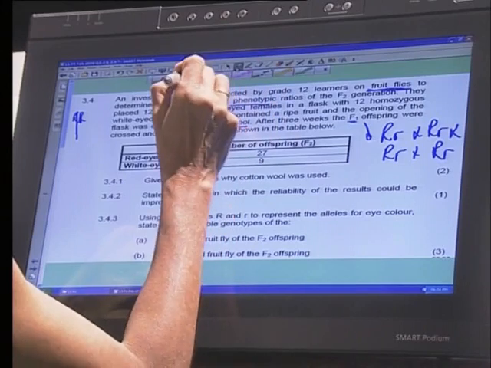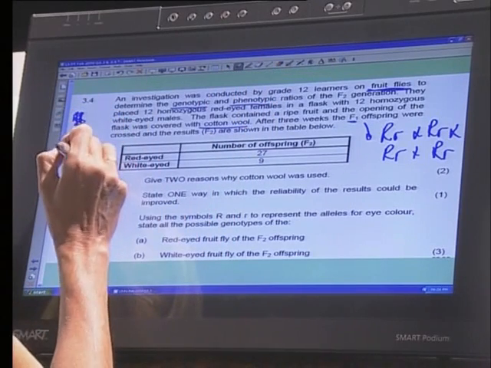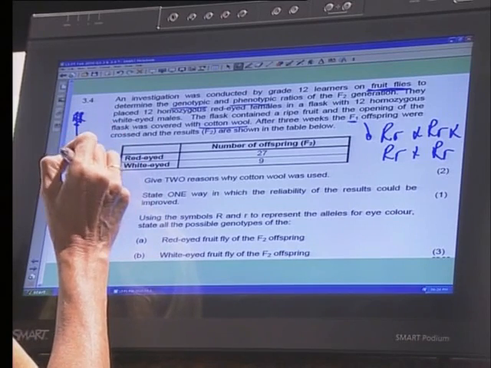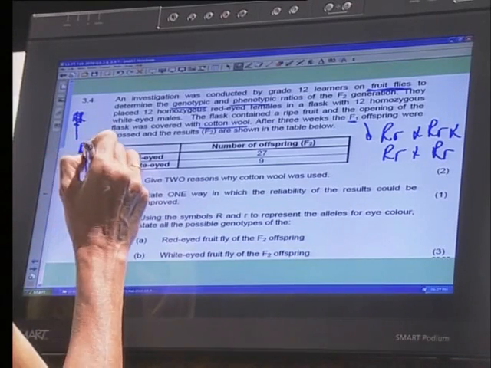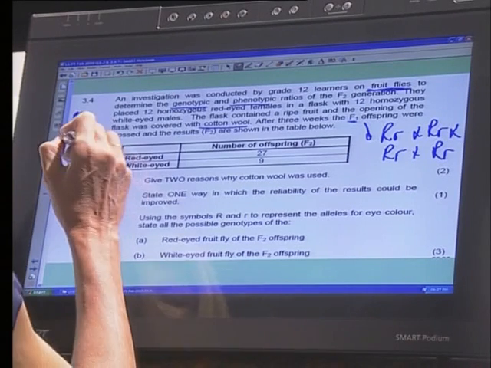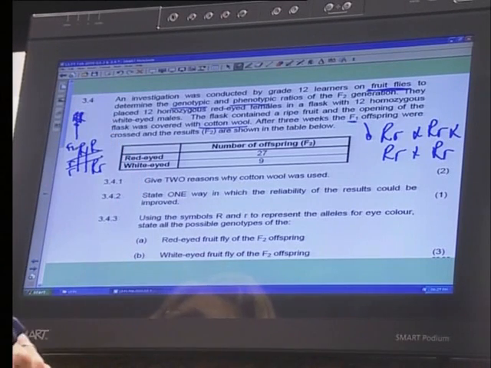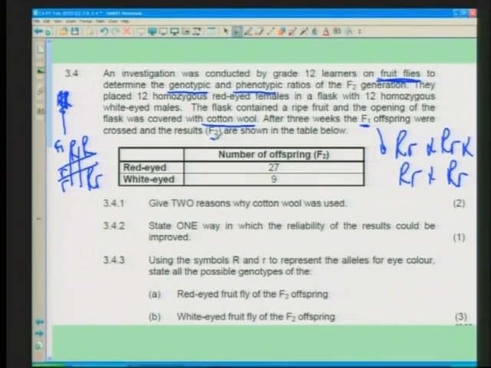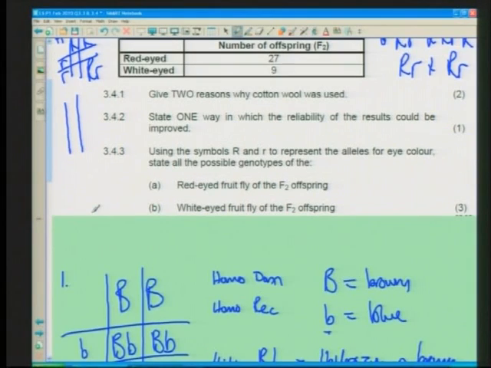Let's do this. Capital R, capital R, small r, small r. All the offspring are going to be capital R, small r. You see that? Yes, ma'am. That's the F1. Now we take our F1 and we are going to cross them. So what have we got? We've got heterozygous, heterozygous. So we've got capital R, small r, capital R, small r.